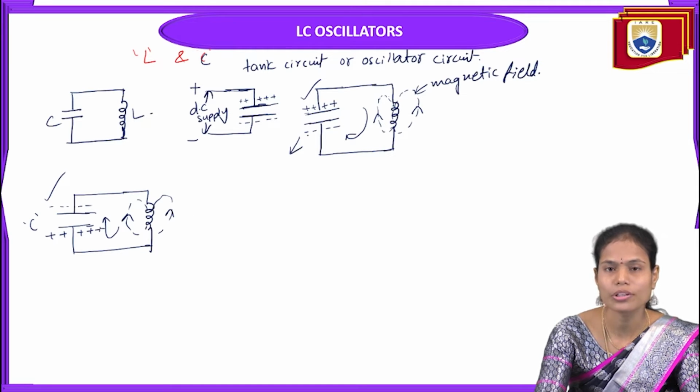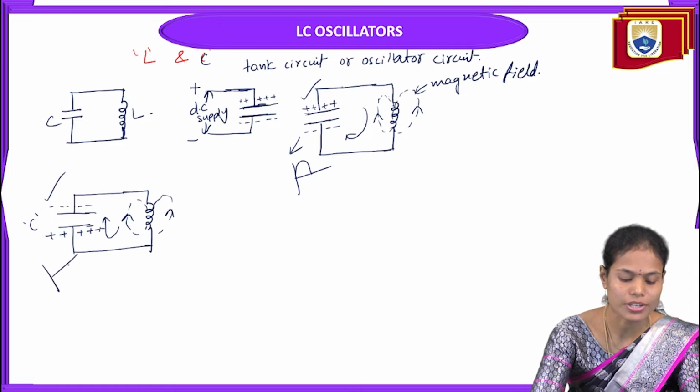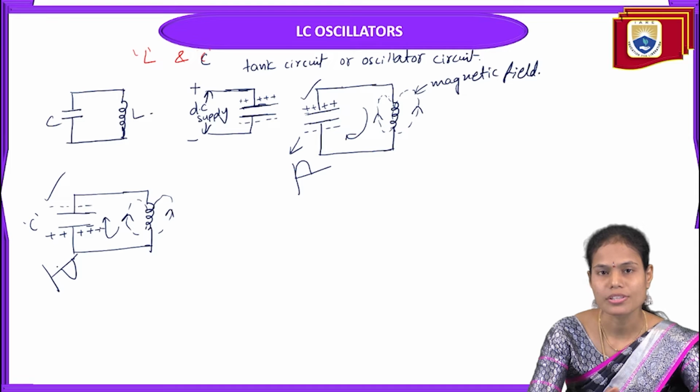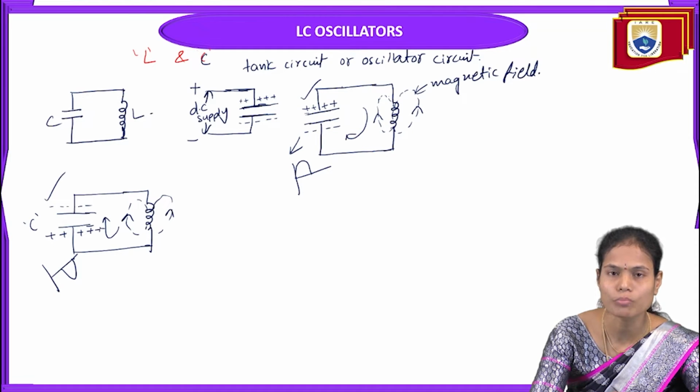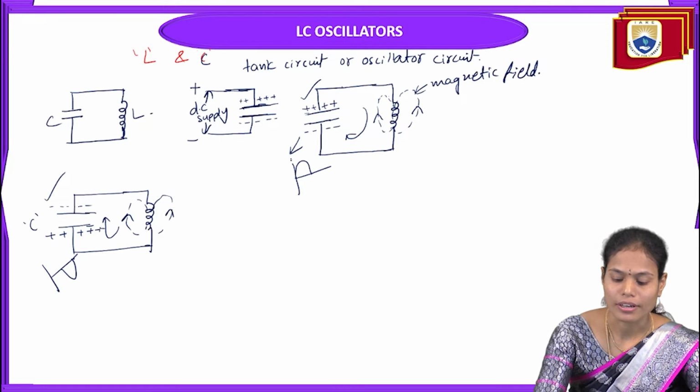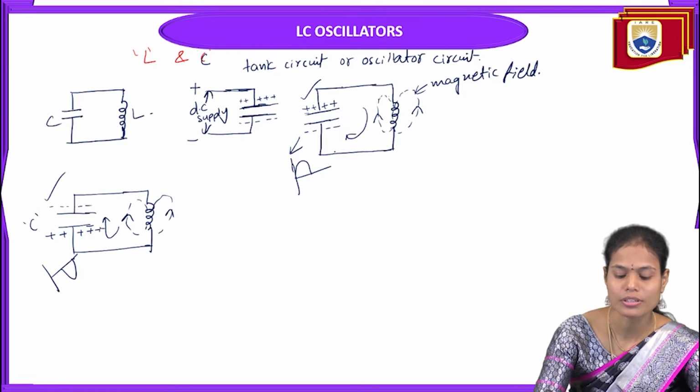From this particular condition, we get the positive half cycle of the signal, and for this particular condition we get the negative half cycle of the signal. So the energy is always changing from capacitor to inductor, and again from inductor to capacitor, that is from electrostatic to magnetic field and magnetic field to electric field. Because of that energy conversion, there is an occurrence of the signal across the tank circuit or the oscillator circuit.